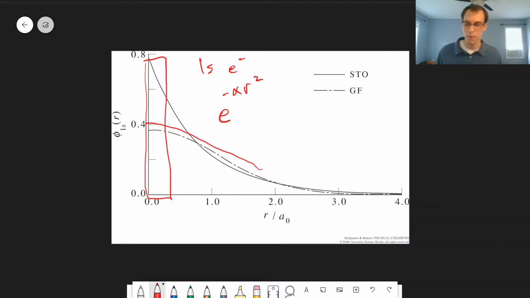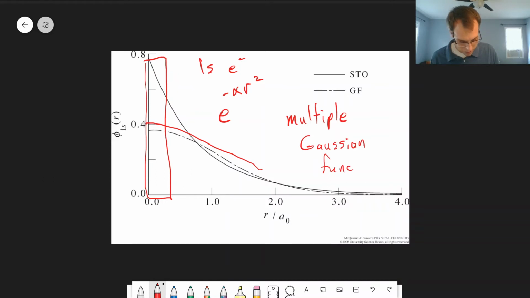They are much more computationally cheap to work with. It's much easier to compute all the integrals you need to find energies and wave functions and whatnot. And so we'd like to take our Slater type orbital and represent it with Gaussian functions. The solution is to use multiple Gaussian functions to represent our Slater type orbitals. Even using multiple Gaussian functions is still cheaper computationally than using Slater type orbitals directly.